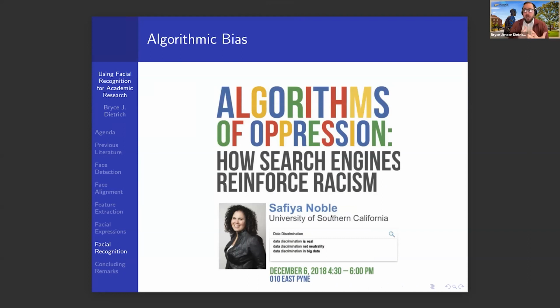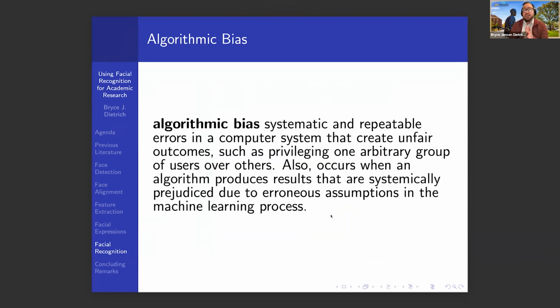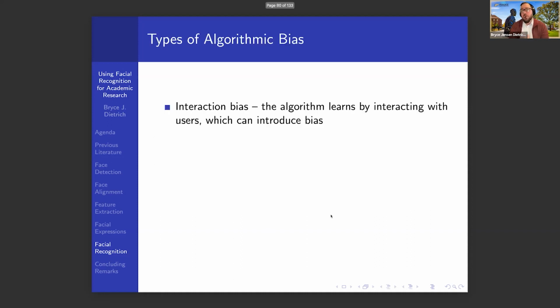Within facial recognition too, there's a lot of concern, also echoed by Axon and others, in terms of algorithmic bias. And algorithmic bias has been covered in a lot of different settings. Generally speaking, it's systematic and repeatable errors in a computer system that create unfair outcomes, such as privileging one arbitrary group over another. It also occurs when an algorithm produces results that are systematically prejudiced due to erroneous assumptions in the machine learning process. There are generally four types of algorithmic bias that I just want to quickly go over, and then I'm going to focus on the algorithmic bias that specifically makes facial recognition technology increasingly difficult to utilize in a lot of settings.